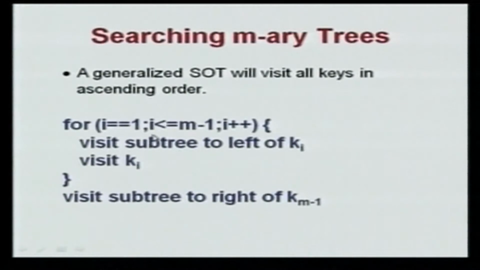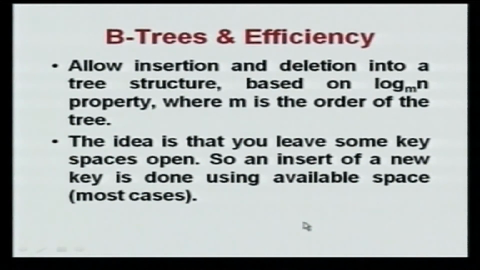So, how do you search an m-way tree? For i equal to 1, i less than or equal to m, you visit the subtree to the left of ki, visit ki, and visit the subtree to the right of km minus 1. So, that is the search. It allows insertion and deletion into the tree structure.